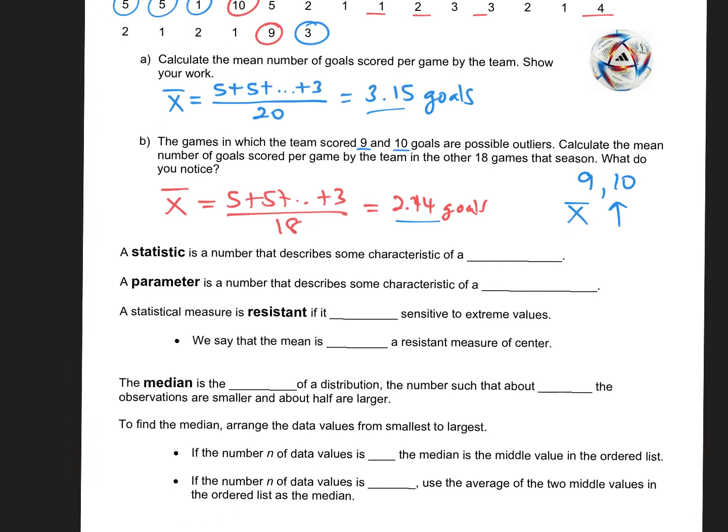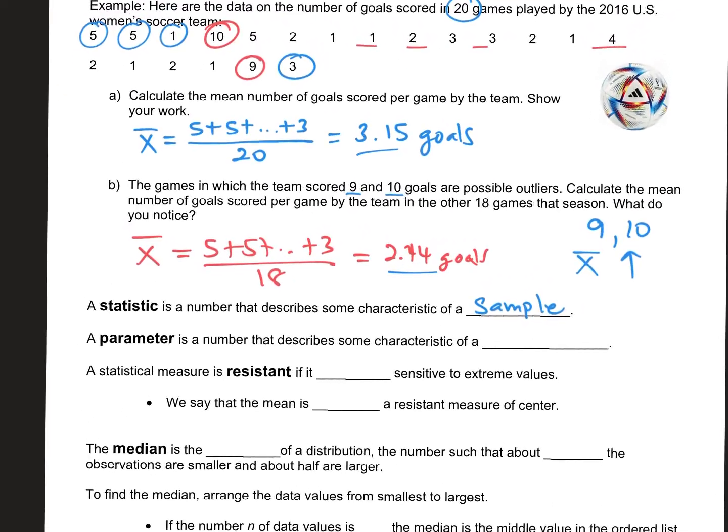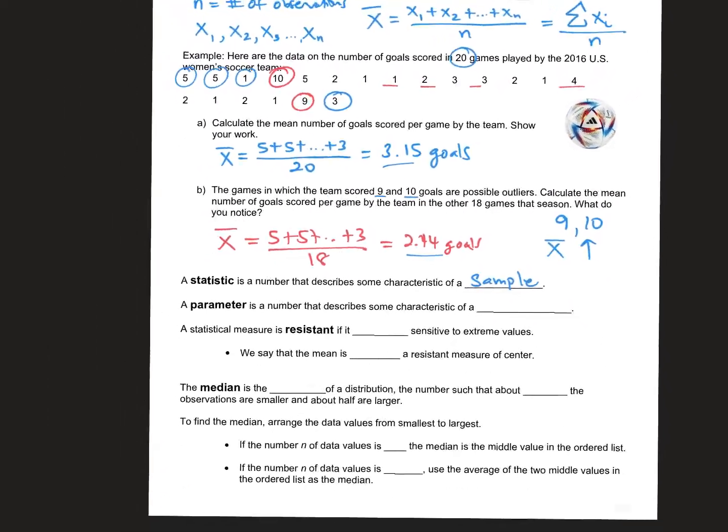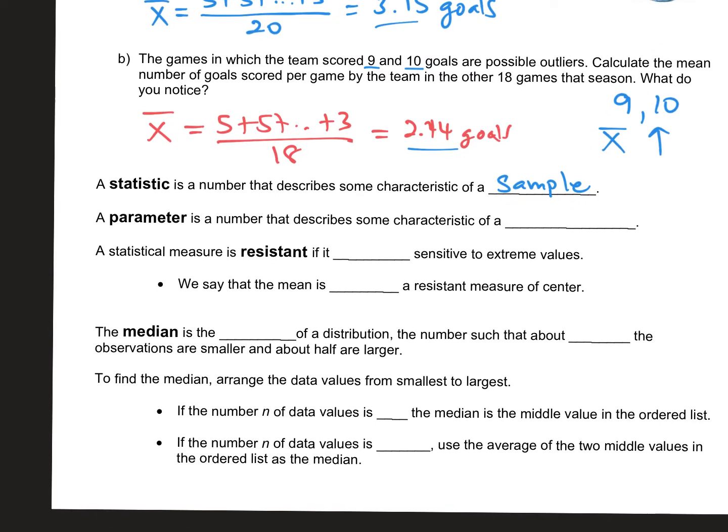All right, so a statistic is a number that describes some characteristic of a sample. Okay, so this was just a sample of 20 games that were played. Maybe there were 40 games or 50 games or who knows how many games, but it was just a sample of the games that they played. Now a parameter is a number that describes some characteristic of a population. Population would be all the games that were played, okay? And an easy way to remember this is statistic starts with an S, and so does sample. And parameter starts with a P, and so does population.